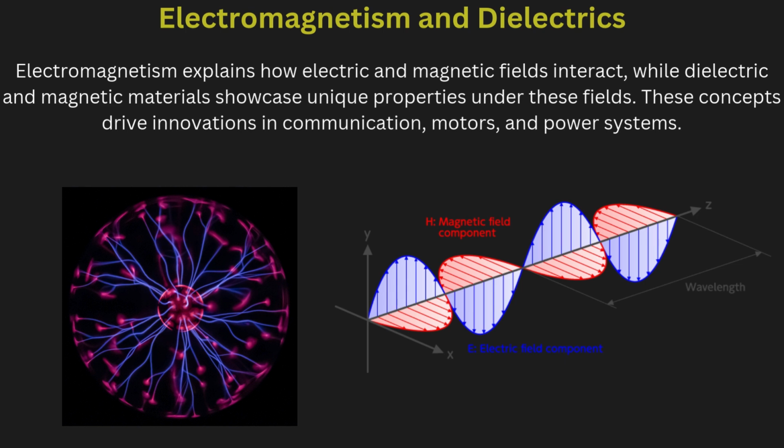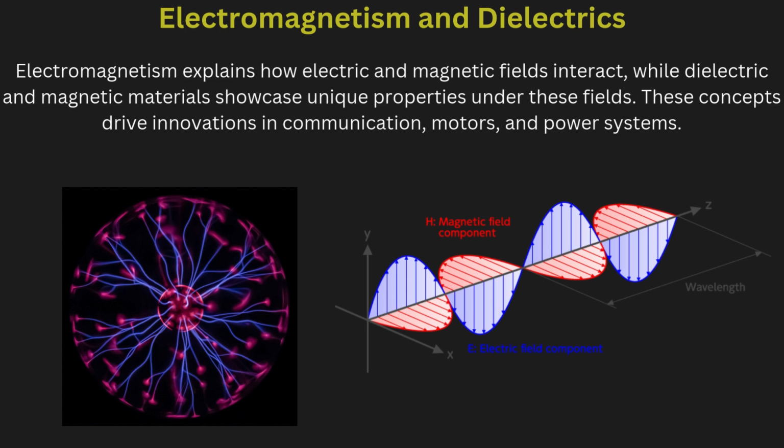Magnetic materials are classified into types like ferromagnetic and paramagnetic, and concepts like magnetization, permeability, and hysteresis loops explain their properties. The study of magnetic domains reveals the reasons behind ferromagnetism. Electromagnetism's principles are vital for technologies like transformers, motors, and communication devices.